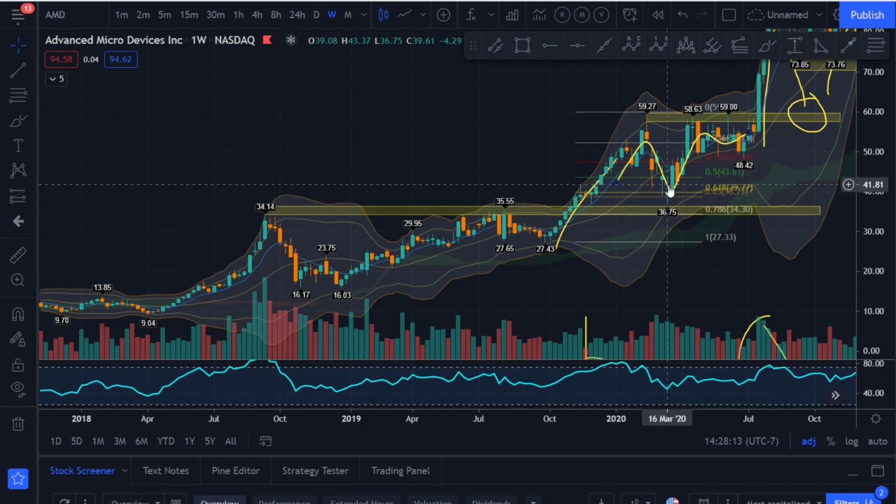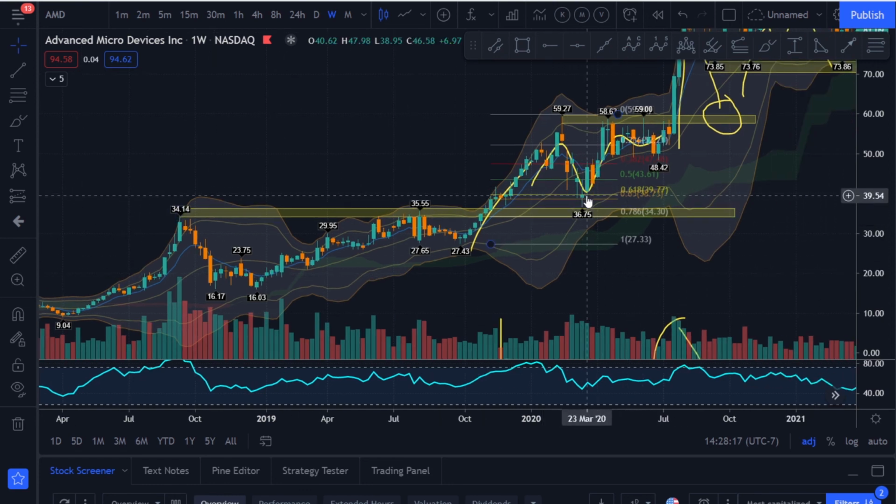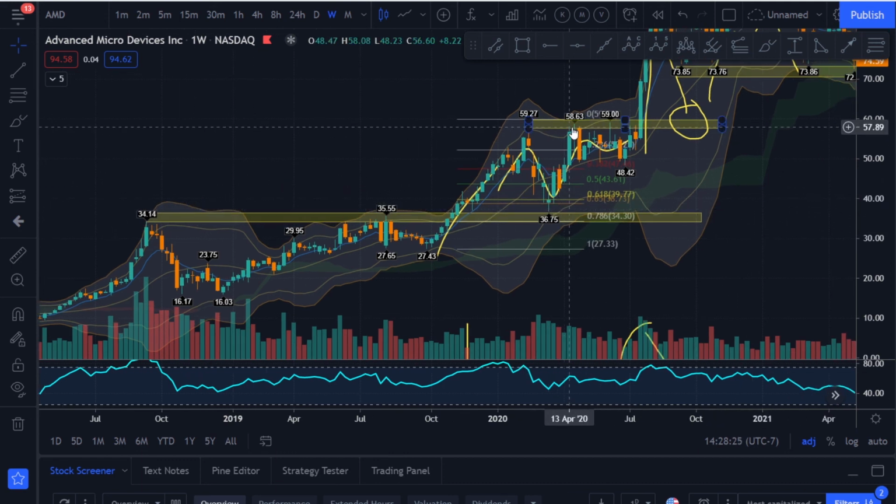It became a doji candlestick too. So multiple indicators telling you that this is a zone to buy up. You can set your stop below 34 or 33, and that's a low risk, high reward play right here. And you could sell at this target zone around 59.